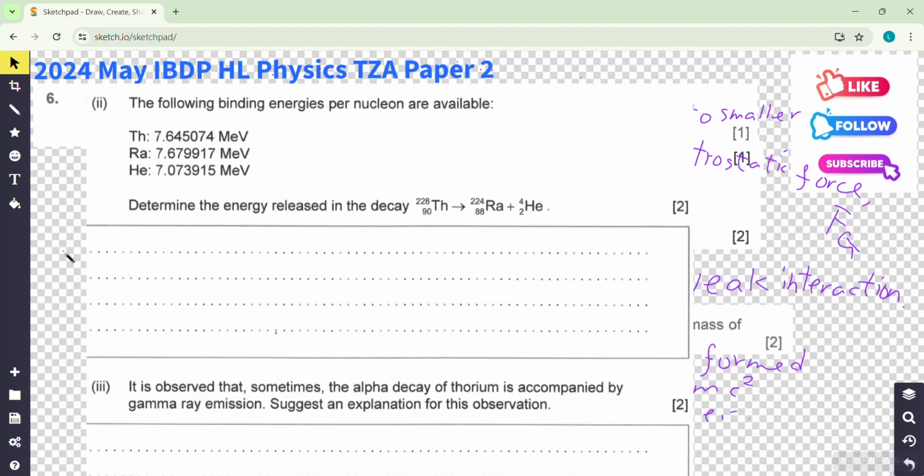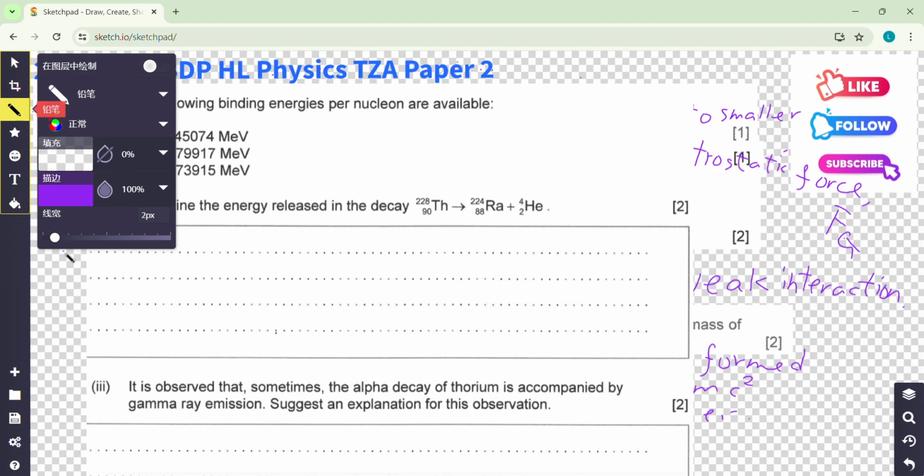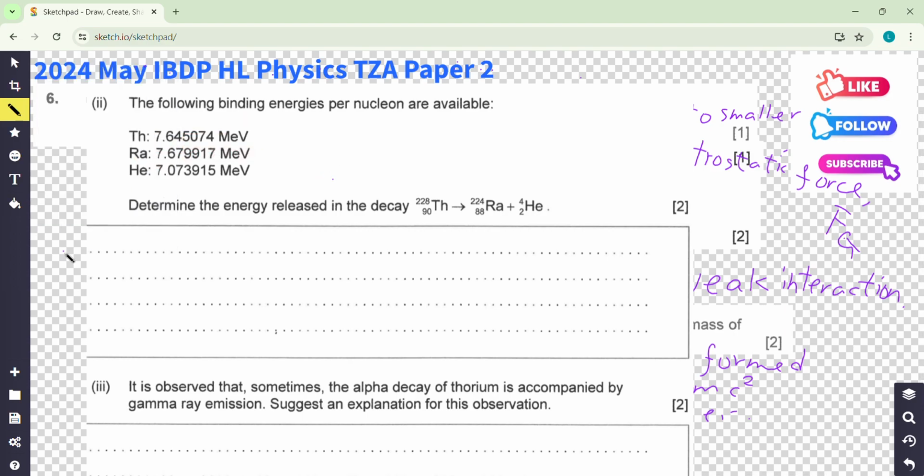Next, we want you to calculate. Determine the energy released in the decay. Look, it is the per nucleon binding energy. So look here, everyone has binding energy. Higher binding energy means lower energy. Look here, it has a decay. So this one should have a lower energy, and this one has a higher energy.